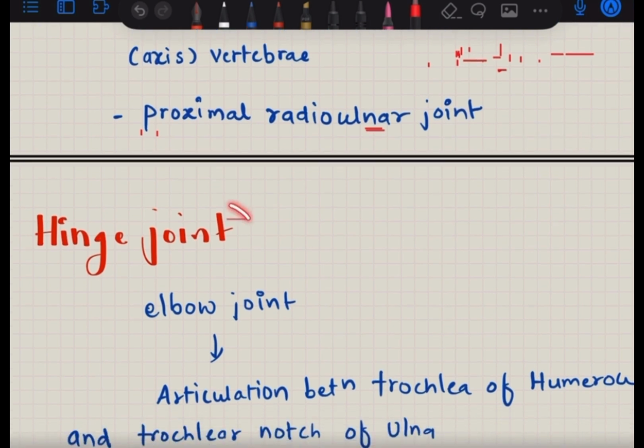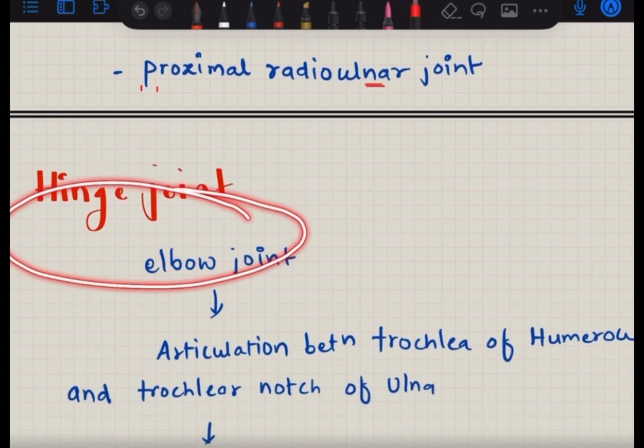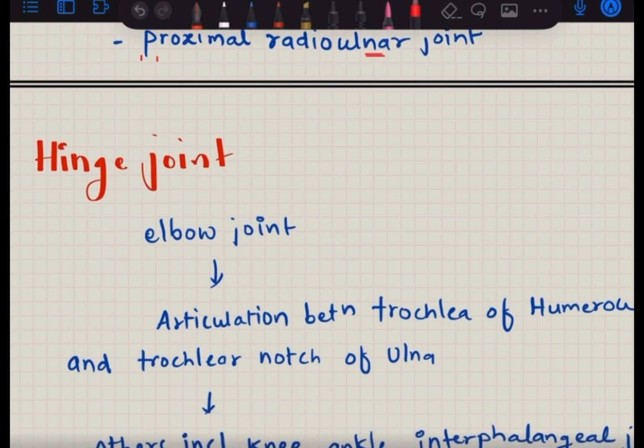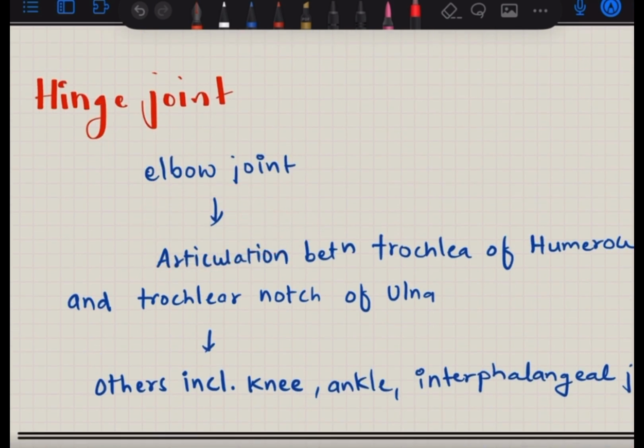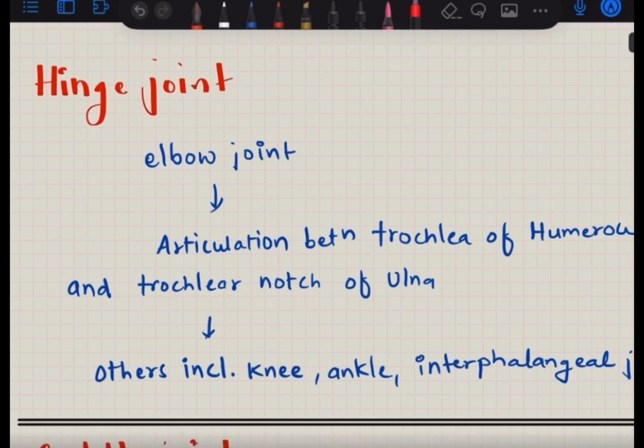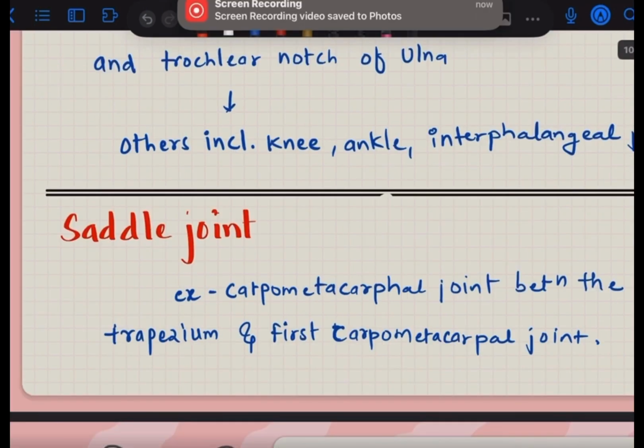Then the next joint, which is the hinge joint. Basically, in a hinge joint, the convex end of one bone articulates with the concave end of the adjoining bone. For example, in the elbow joint, there is articulation of the trochlea of the humerus and the trochlear notch of the ulna. Others include, for example, the knee, ankle, and interphalangeal joint.